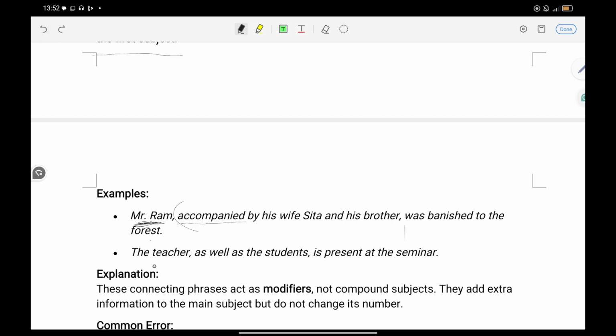Okay, look at this. The teacher, as well as the students, is present at the seminar. It is because it agrees with just the teacher; as well as is an appositive. Assuming this was and, not as well as, it would have been the teacher and the students are present. But because we know it is as well as, not and, then we say is. Okay?